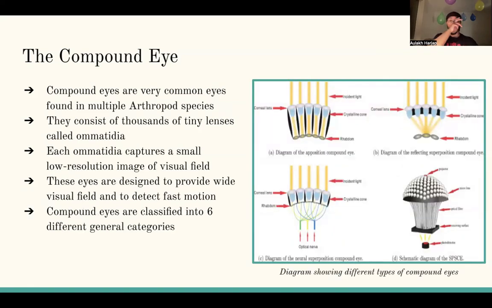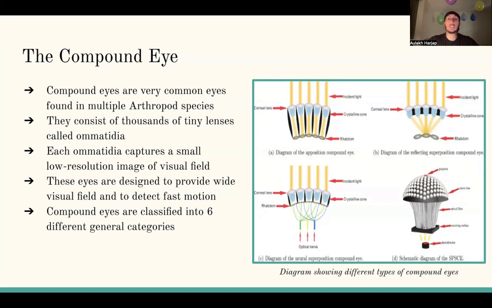Next, I want to talk about compound eyes, and these are very common in arthropod species. Basically, compound eyes consist of thousands of tiny lenses called ommatidia, which I mentioned before for the trilobites. And essentially, each ommatidia is able to capture a small, low-resolution image of the visual field. This eye type excels at detecting motion, providing a wide field of view, perfect for fast-moving insects.